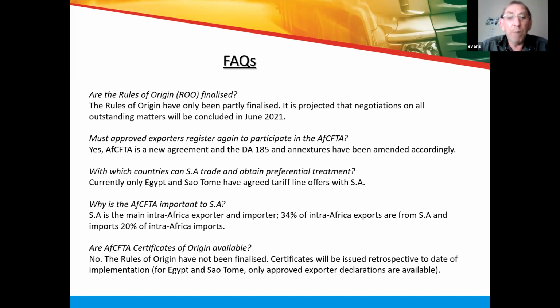So if your supplier is an approved exporter in Egypt and can provide you with that declaration on your commercial invoice, you would be able to use the lower rate of duty, or the preferential rate of duty, but not if there is no certificate of origin as such.